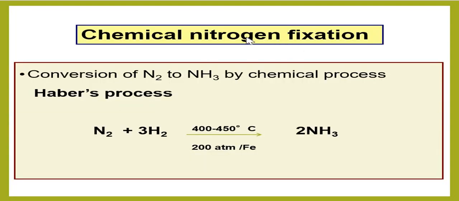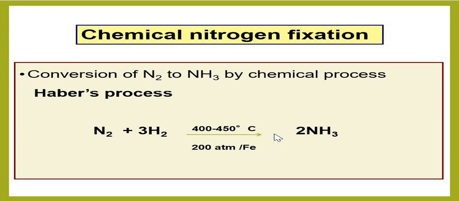So now we will discuss what is chemical nitrogen fixation. Chemical nitrogen fixation is the conversion of nitrogen to ammonia through a chemical process. This process is known as Haber's process, by which ammonia can be generated from N2 by its reaction with hydrogen at very high temperature, around 400 to 450 degrees centigrade, and the pressure should be around 200 atm or more, and it also requires iron as catalyst.